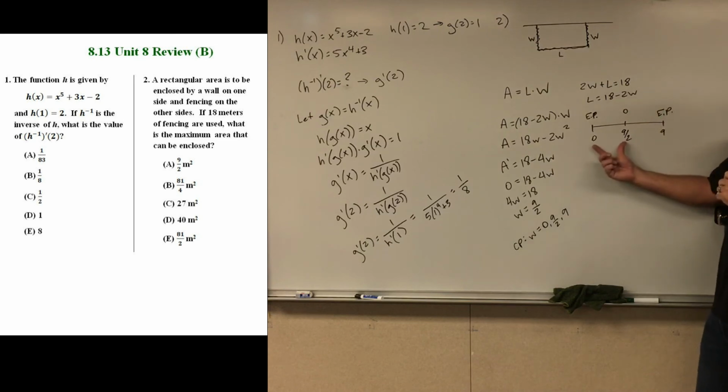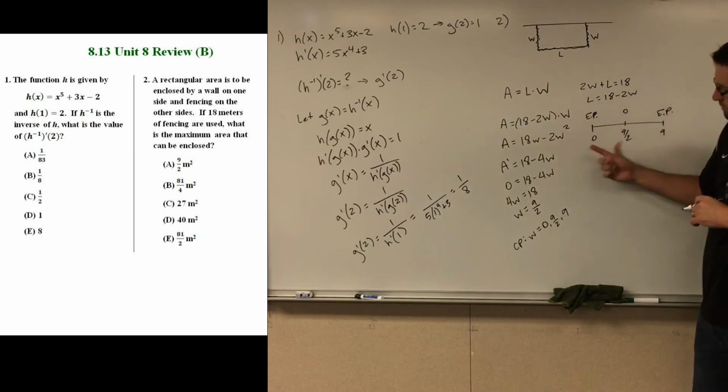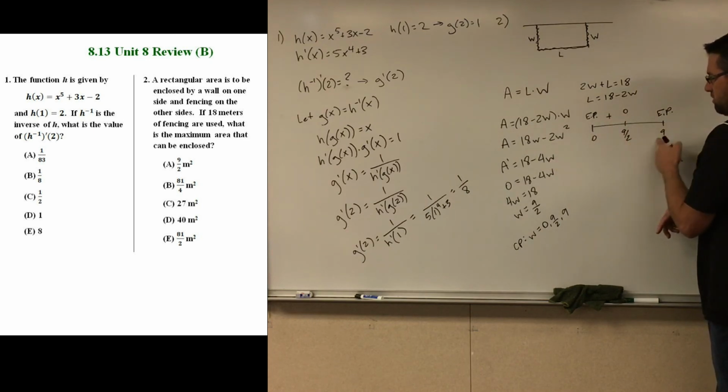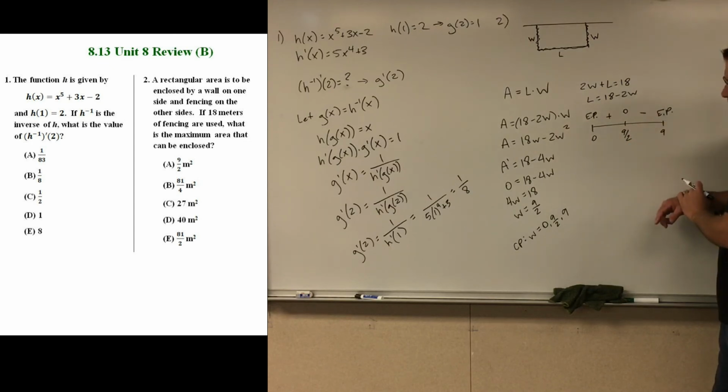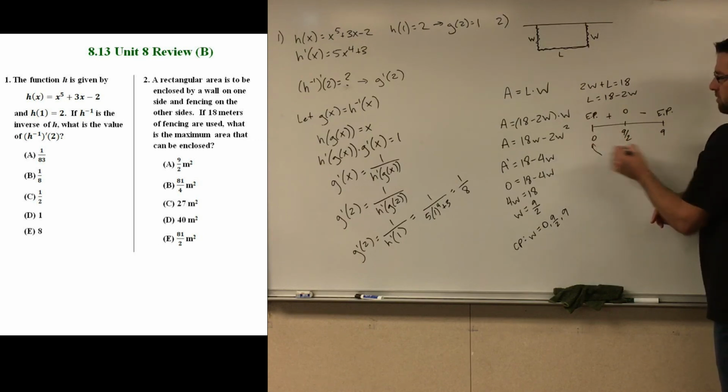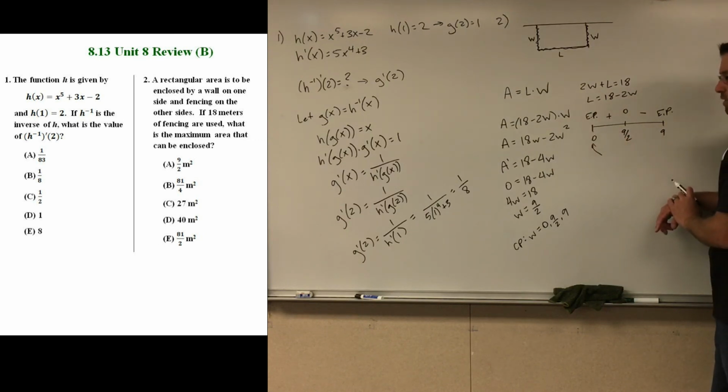And then plug in points like 1. So what's that going to be? Positive A prime. And then 5? Negative? Yeah. So what can we say? This point is a what? That's a local min. That's a local max, local min.